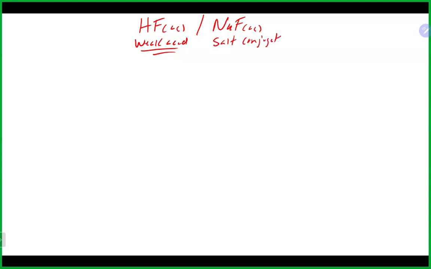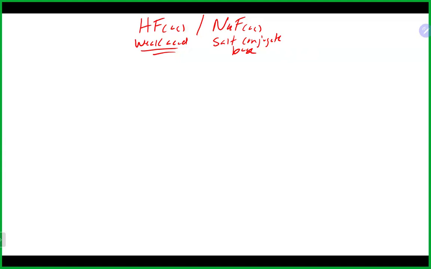So let's talk about what happens when we add these guys to a buffer situation. And we'll use a different buffer. We'll use something like HF, which is hydrofluoric acid, and say sodium fluoride. By the way, I know this is a weak acid because it's not one of my 6 strong acids. So that's a pretty good guess. This is its salt of its conjugate base. And those two things together will make a buffer.